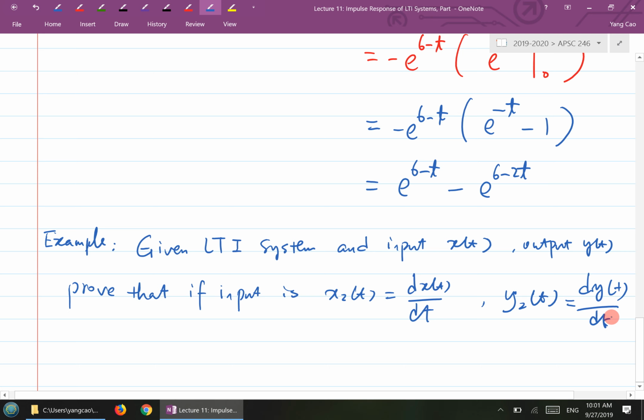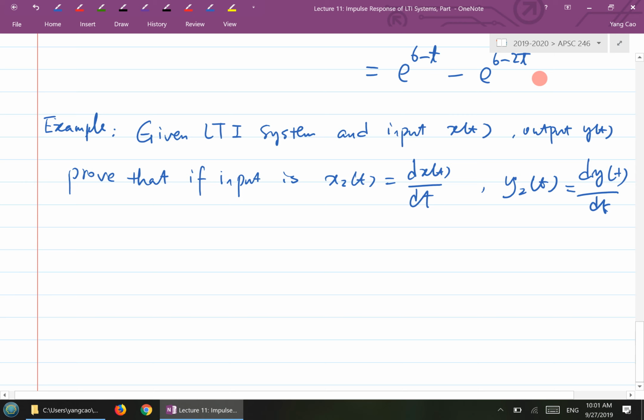Yeah, that's also a very useful proof you can sometimes make use of. So the system input is x of t, with corresponding output y. You change the input to the derivative of the original input. If it's an LTI system, we will be able to prove that y2 of t is the actual derivative of the original output. So here's a simple proof.